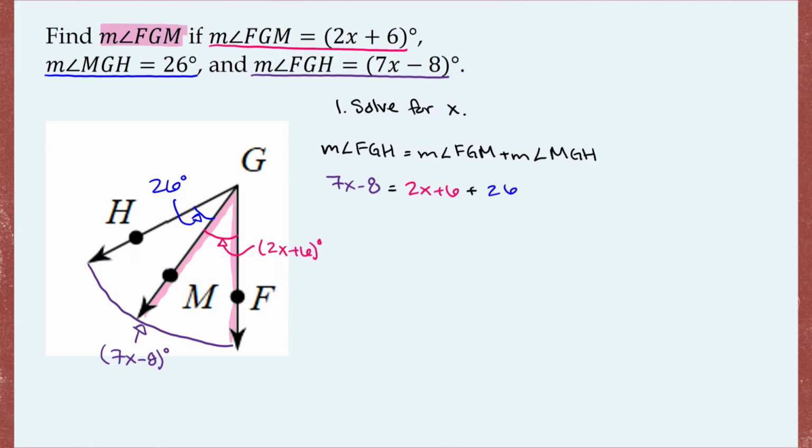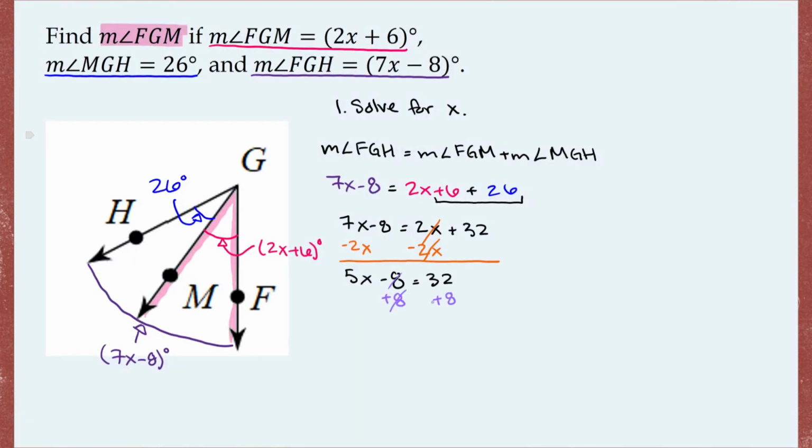From here, we're going to solve for x. So we're going to combine our like terms. So I end up with 7x minus 8 equals 2x plus 32. For the rest of the problem, we're using our inverse operations to get x by itself. So I'm subtracting 2x from both sides. We are left with 5x minus 8 equals 32. I'm going to add 8 to both sides, and we are left with 5x equals 40. Our last inverse operation here is going to be division. We're going to divide by 5 on both sides, so we get x is equal to 8.